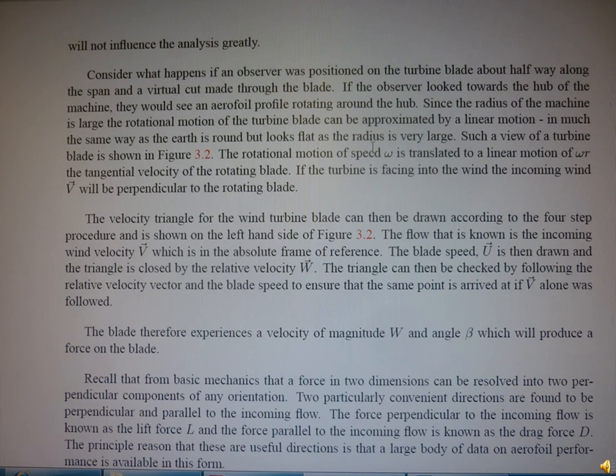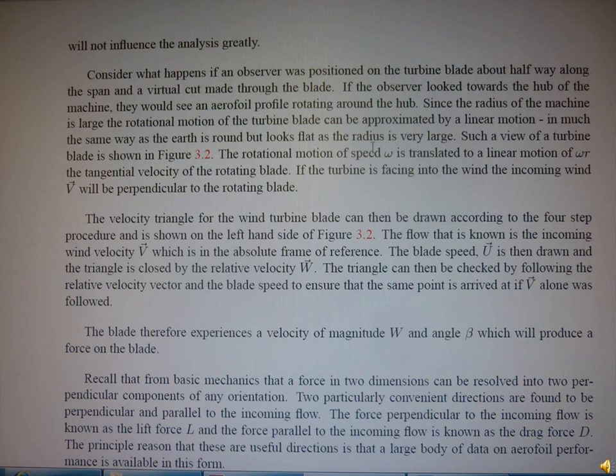Imagine an observer positioned on the turbine blade about halfway along the span, where a vertical circle is made through the blade. If the observer looks toward the hub of the machine, they will see an aerofoil profile rotating around the hub. Since the radius of the machine is large, the rotation of the turbine blade can be approximated by linear motion, in much the same way as the Earth is round but looks flat because its radius is very large. Such a view of the turbine blade is shown in the figure.